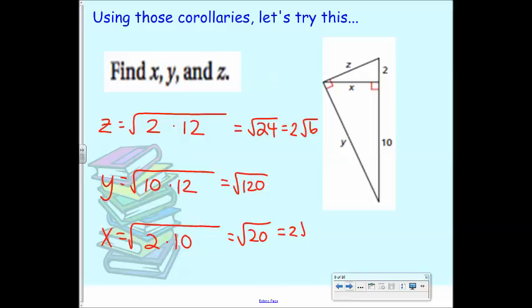You can leave it like this. You can do it in a decimal. You can do it as a simplified radical, whatever you want to do. All right? So again, the relationship between the legs, Z is the relationship between 2 and 12. Y is the relationship between 10 and 12. And X is the relationship between 2 and 10. Okay, go do these 6.